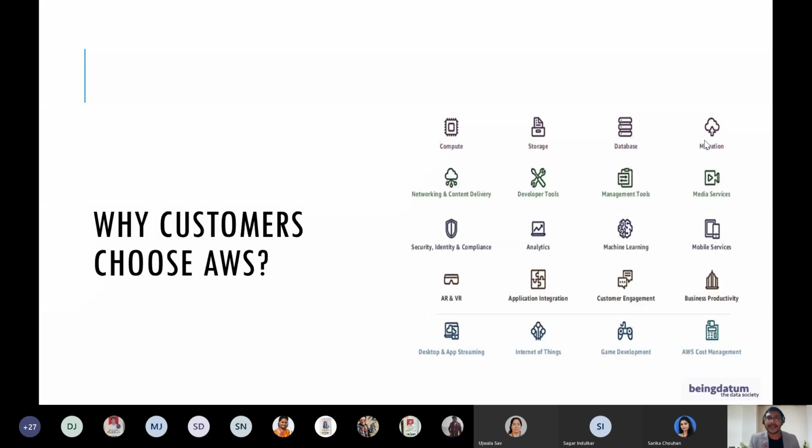It helps with data migration, which we saw with the truck example, when you have a very large set of data in exabytes. It lets you create your own virtual private cloud. It provides developer tools, management tools, media, mobile services, machine learning, analytics, user management, security management, augmented reality and virtual reality.